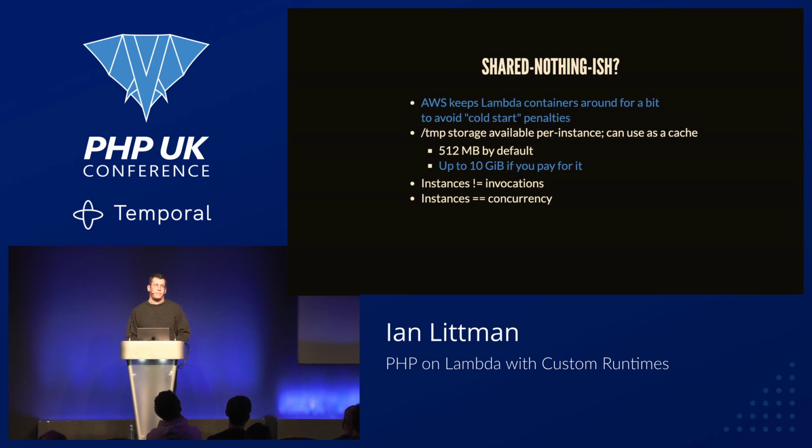So it is shared nothing when you're doing multiple things at a time. Instances are different than invocations. Simultaneous instances are where you get your concurrency. Unlike things like Google Cloud Run, where you can throw multiple concurrent requests at a single container, on Lambda it is one at a time per instance.